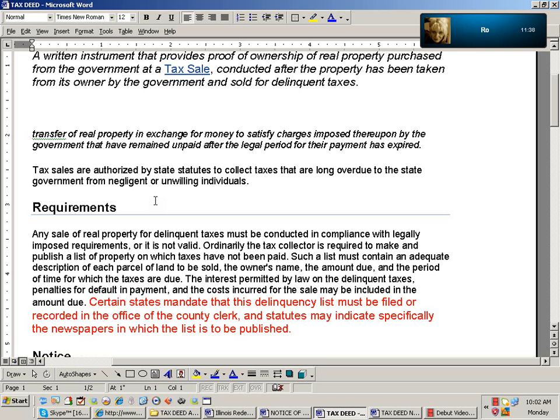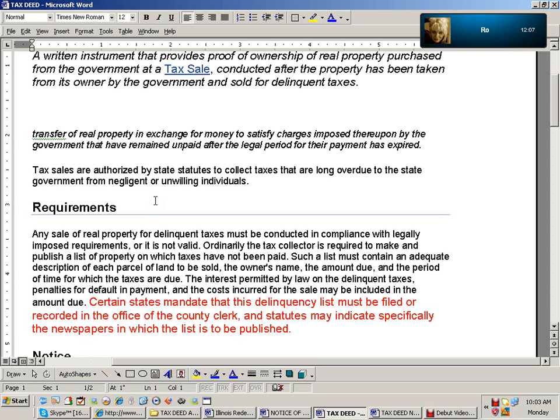We'll find out. Ordinarily, the tax collector is required to make and publish a list of property on which taxes have not been paid. Such a list must contain an adequate description of each parcel of land to be sold, the owner's name, the amount due, and the period of time for which the taxes are due. Okay, so if you're the owner of this property, you should be on there, with how much you owe, and for what period.